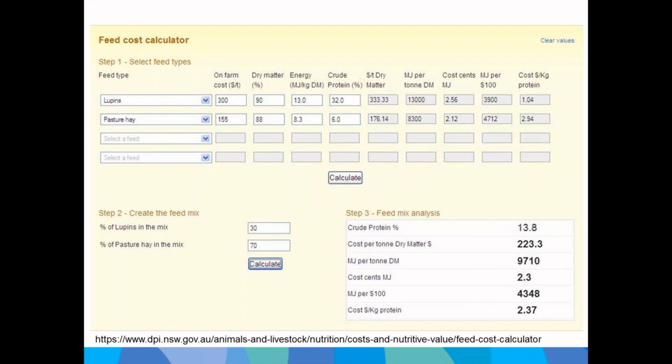In terms of other resources that are out there, this is the feed cost calculator, which is on the DPI website. It's just an Excel spreadsheet. It allows you to put a number of feeds in there. You're allowed to put the cost in, the dry matter content, the energy content, and the crude protein content, and that will work out for you the relative costs in terms of dollars per tonne dry matter, cost cents per megajoule, and megajoules per $100, and then also the protein cost. It gives you a tool which allows you to compare feeds on a common basis in terms of dry matter, ME, and crude protein.